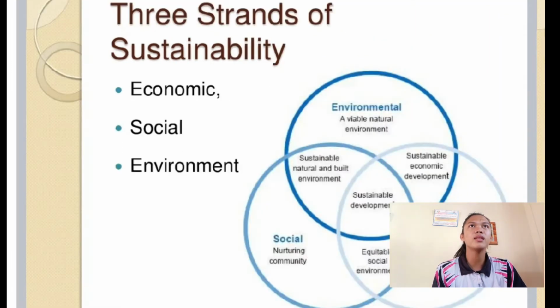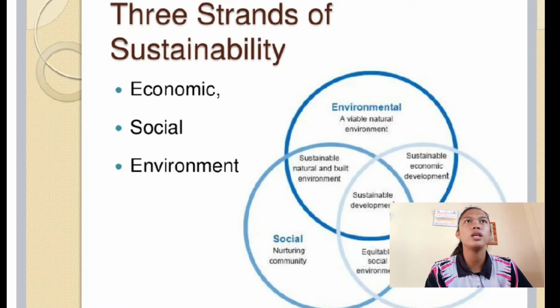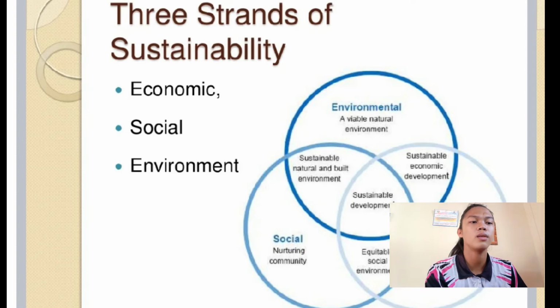We have three standards of sustainability. We have the economic, the social, and the environmental, where these three standards of sustainability are interconnected with each other, as shown in the Venn diagram beside the PowerPoint presentation. The environmental strand of sustainability is defined as the viable natural environment. The social is nurturing the community, and the economic is a sufficient economy. So these three strands of sustainability are interconnected with each other.